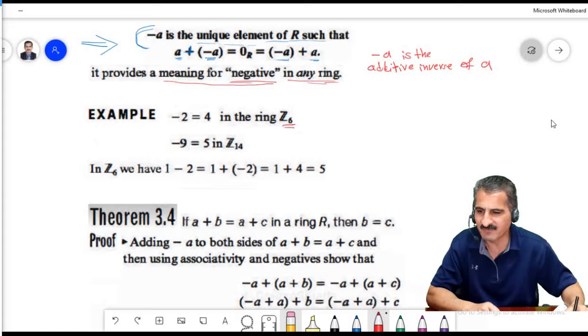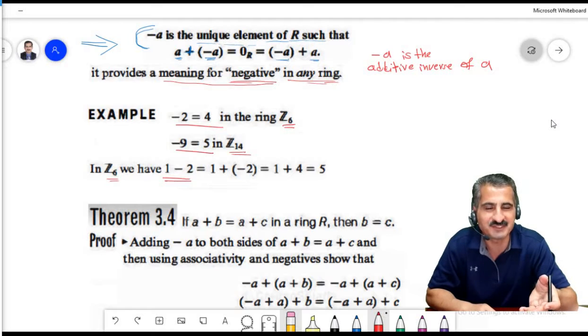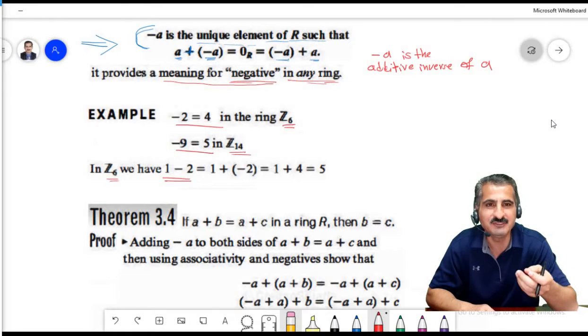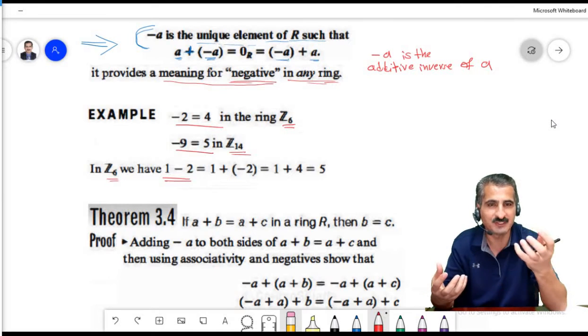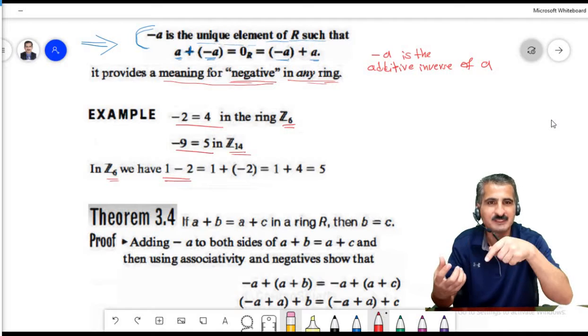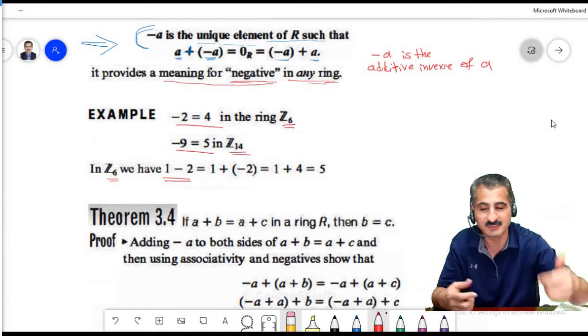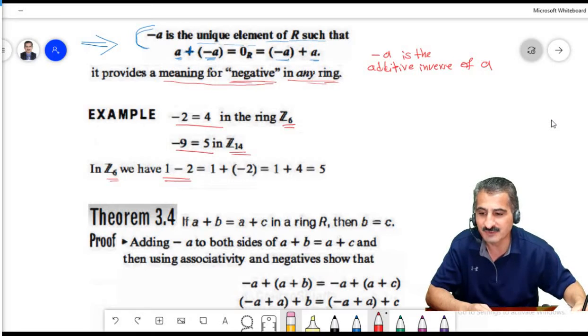In Z6 we have negative 2 is 4. In Z14 negative 9 is 5. And in Z6 we have 1 minus 2. Okay, so now we can define subtraction between elements, but we don't mean literally another new operation. No, it is addition of the additive inverse of some element. So some element minus another element is that first element plus the additive inverse of that other element. As we see here, 1 minus 2 is 1 plus the additive inverse of 2. Well, the additive inverse of 2 is 4, so we get 5.